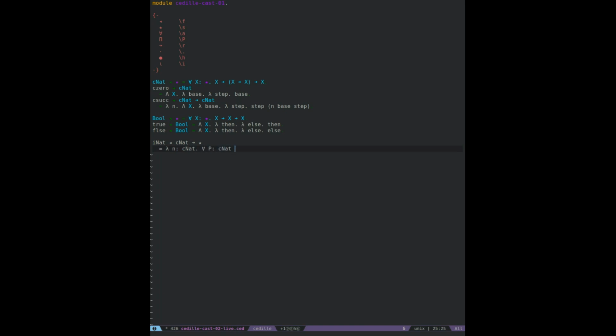Which says for a particular CNAT n, the following holds. For all P, if P of C0 holds, and if for all m, P of m holds, then P of C successor of m holds, then P of n holds. Again, this is not exactly induction. This is just the property that a particular natural number is inductive. If I can show that P holds for zero, and that assuming P holds for m, P holds for successor of m, then P holds for this particular n.